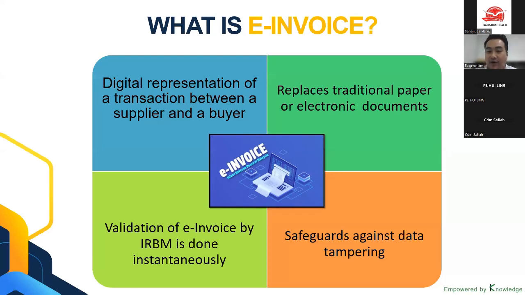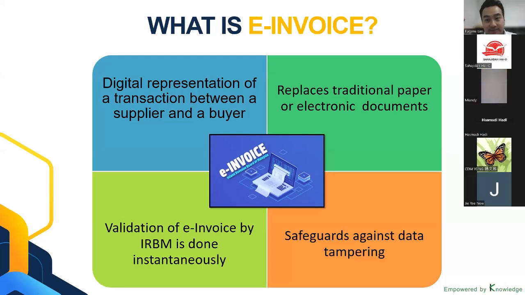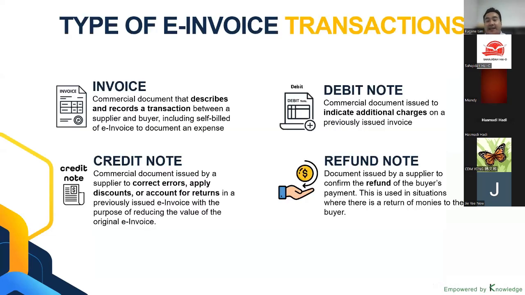And then the fourth item is regarding the safeguard of the data. The data, later we will talk about the 55 components inside the e-invoice. So in e-invoice transactions, there are four types of documents we are using. First is called the invoice. It describes the transaction between the buyer and the seller. So this is the proof of the transaction in between.